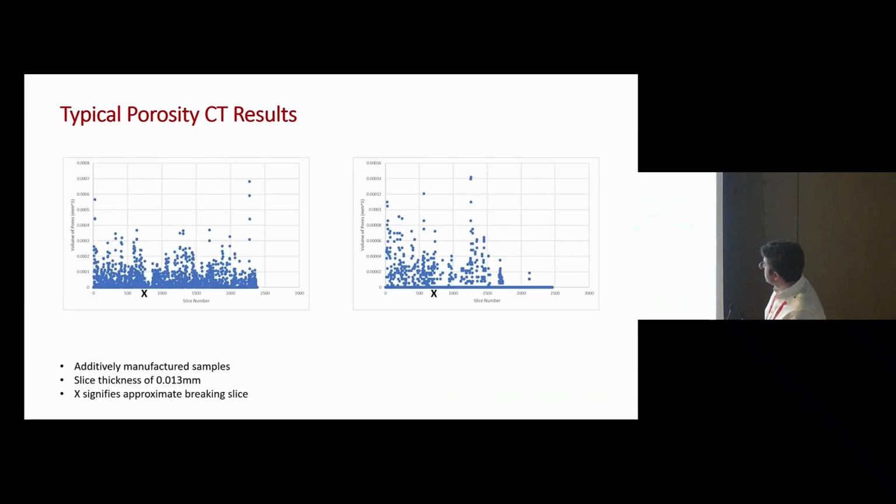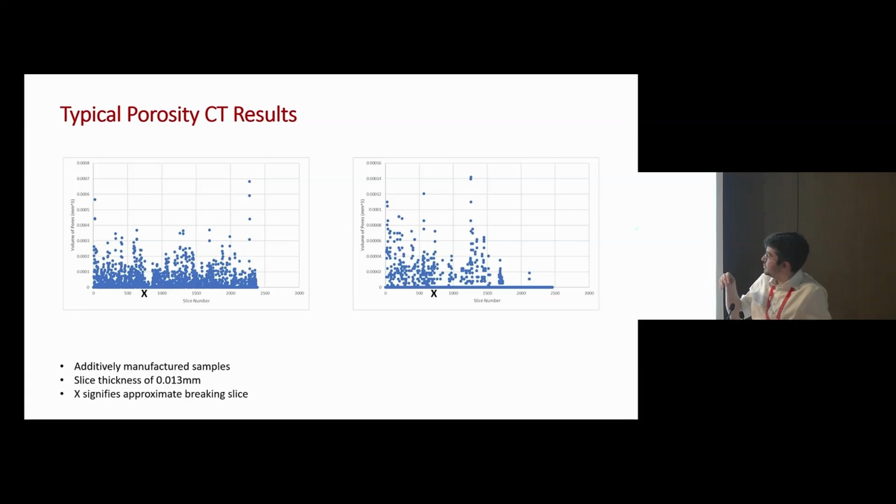So, what these graphs are, these are 2 examples of the volume of pores at any individual slice, and the X indicates where they've broken. So, this is CT data, and in general, you'd expect that the sample would break at the slice of the highest porosity, but that is not, especially not that one over there, really the case. It's more about the individual pore, its size and its location, especially if it's on the surface. It's worse in terms of fatigue life.